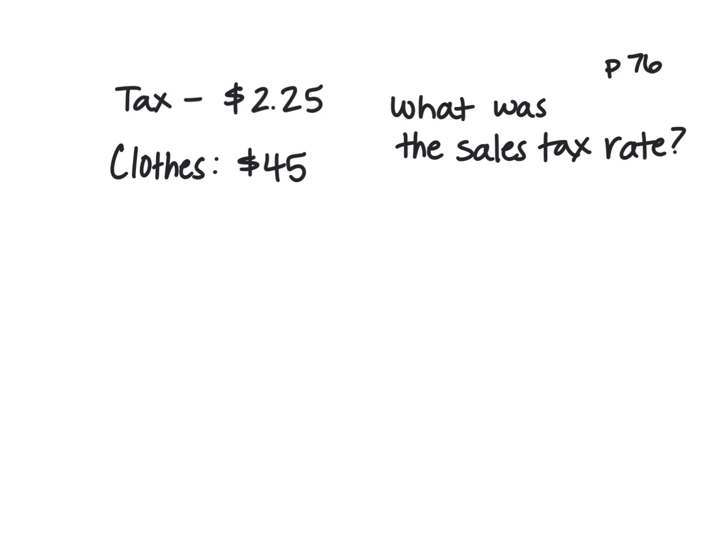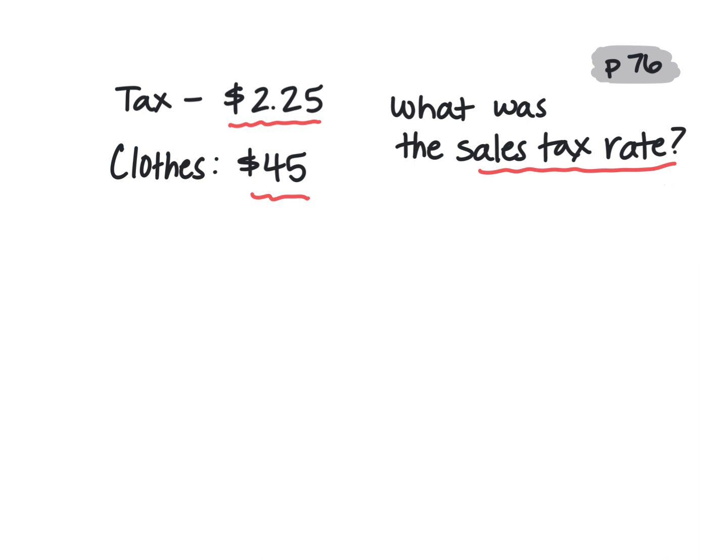All right, let's try one more. We're going to try this one on page 76, over in any of the space on the lines on page 76, because we're not going to do that problem. So this time I'm going to tell you, you bought some clothes for $45 and then they said, here's your tax, $2.25. I want to know at that store, what was the sales tax rate? Was it 4%? Was it 5%? Was it 6%? What was the rate? That's what we're going to try to figure out.